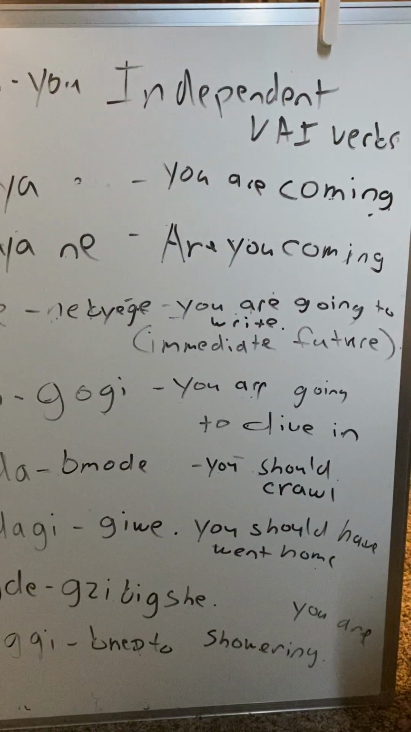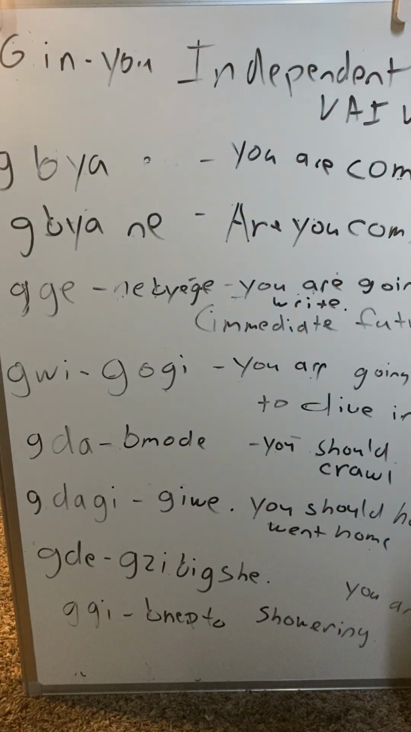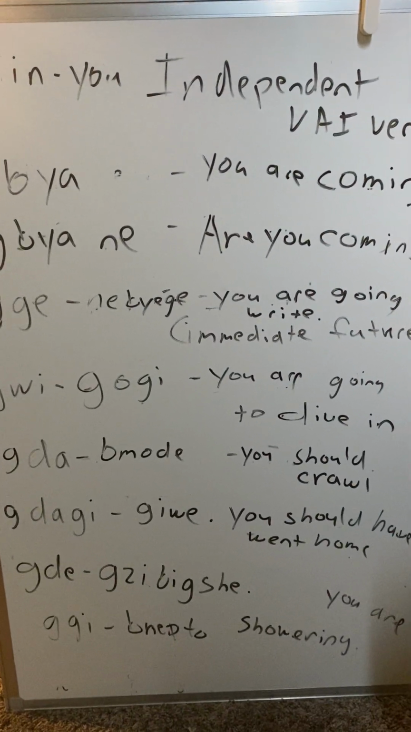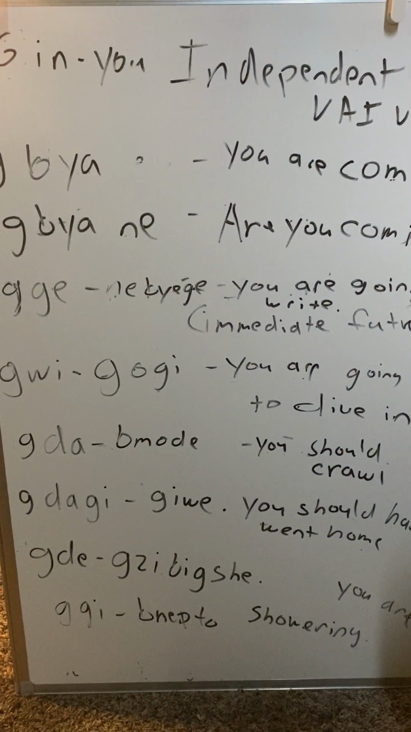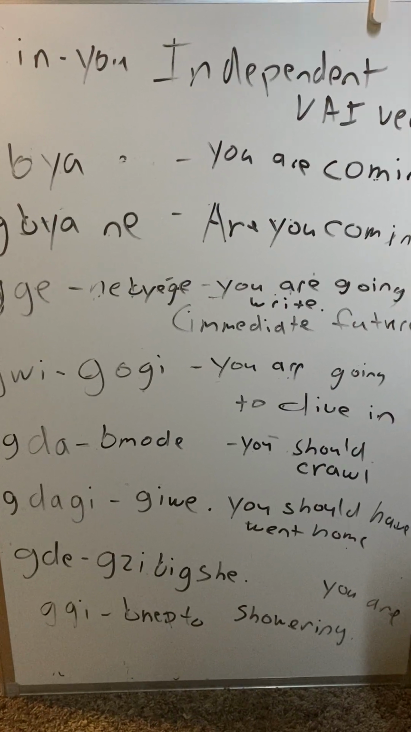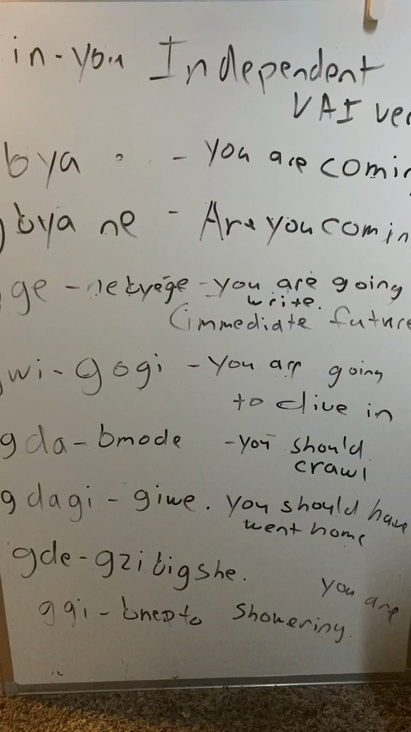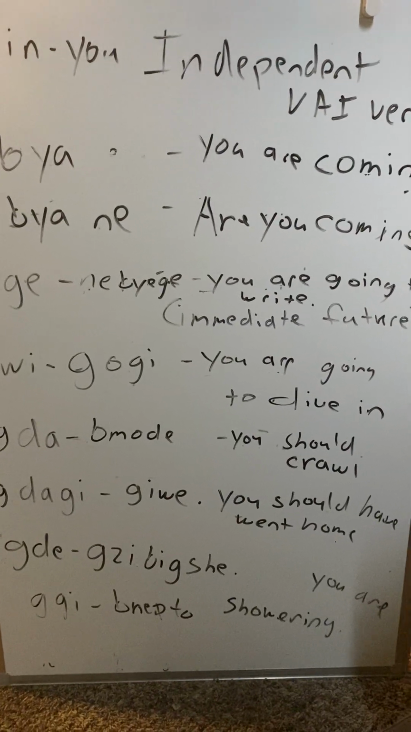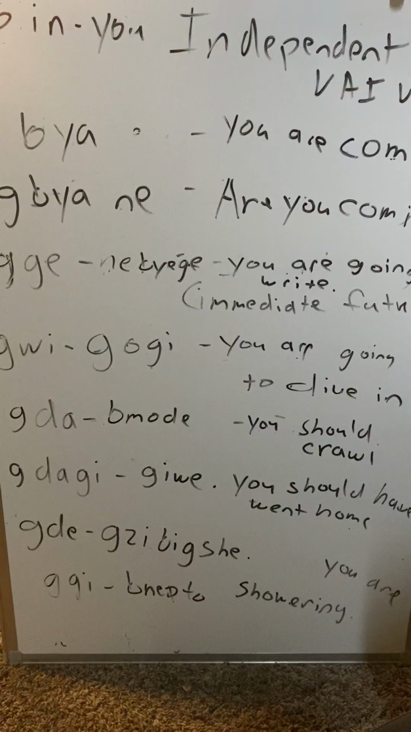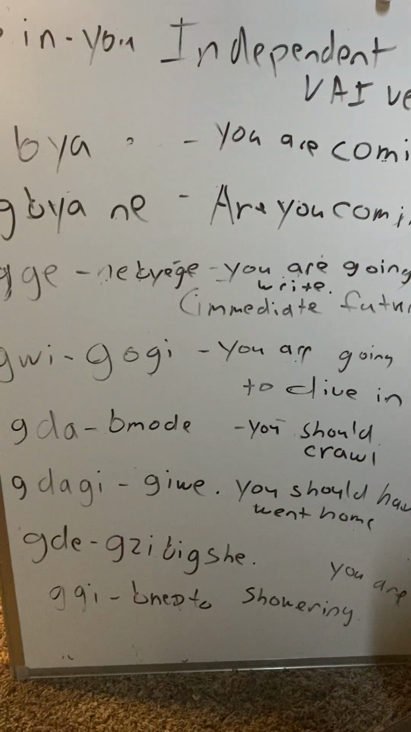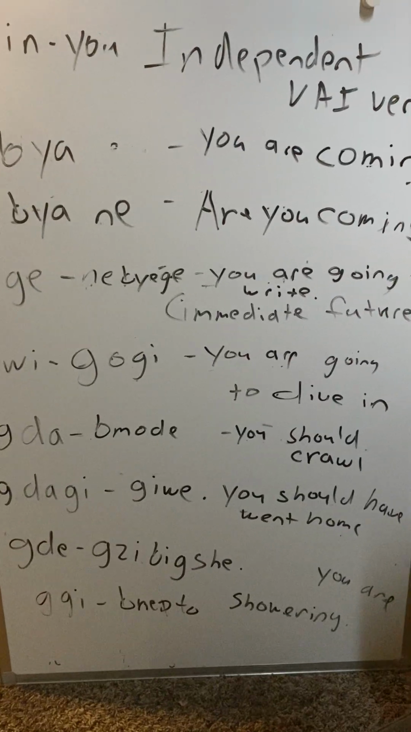Gebiege, you're going to write. Gebiege. Again, not a question. Gui gogi, you're going to dive in. Gui gogi. Gedabamode, you should crawl. Gedabamode, just a statement. Gedabamode. Or it could also mean you should or you could. Could crawl, you should crawl. Gedabamode. Gedagiwe, you should have went home. Gedagiwe, you should have went home.